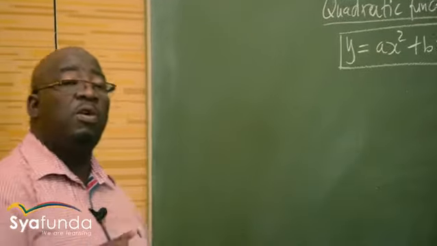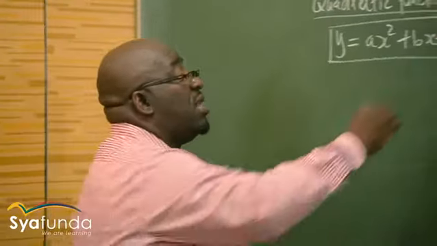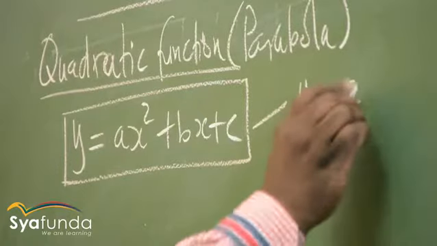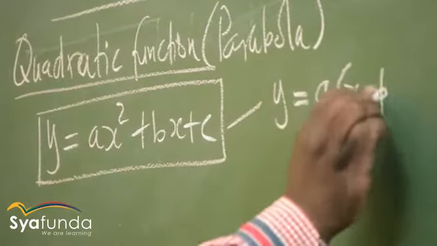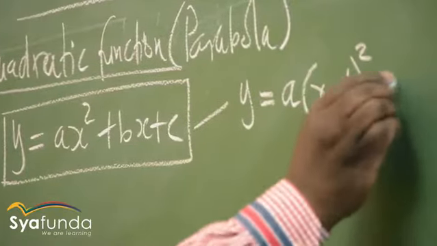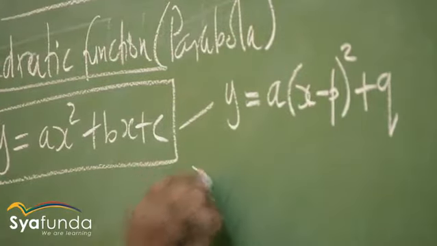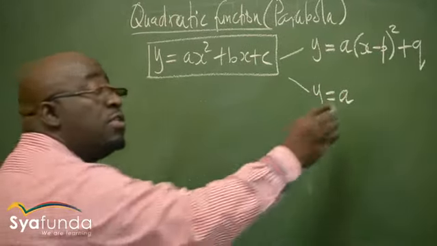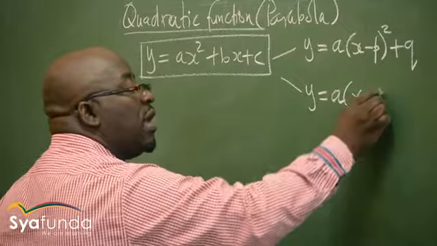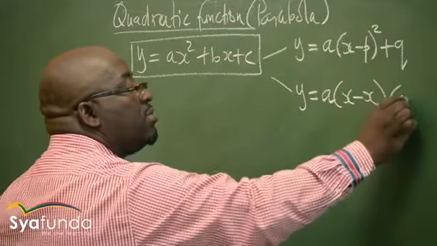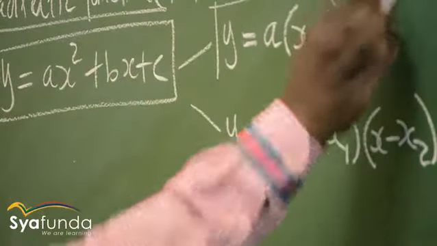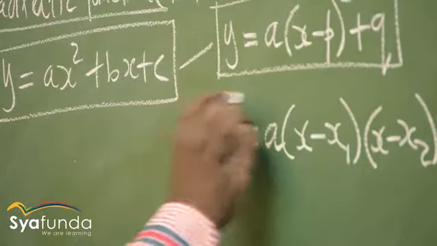Remember, there are two more equations here. There is another one that says y is equals to a into x minus p all squared plus q. And the third one that says y is equals to a into x minus x1, x minus x2. These are the three equations of the quadratic function or the parabola.